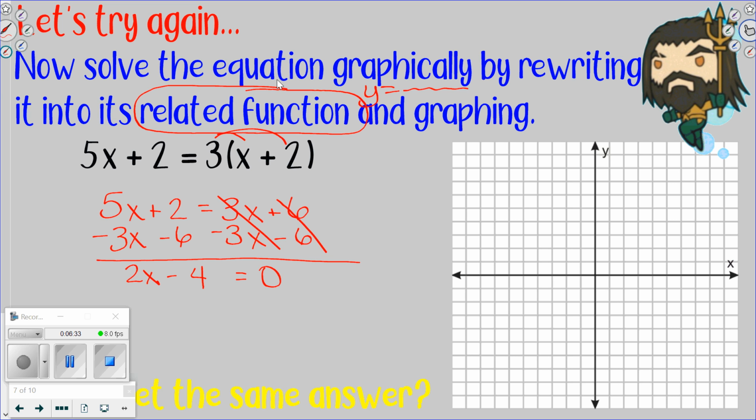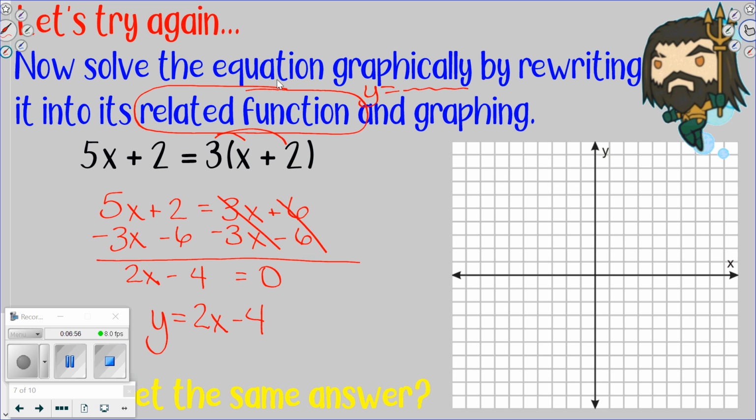So to do the related function, you just want to set it equal to 0. And then instead of a 0, you're really going to replace that with y. So y equals 2x minus 4. Because when you're graphing something, you want an x and a y to graph it, right? And we always graph, remember, the y equals mx plus b. We're now in that form.